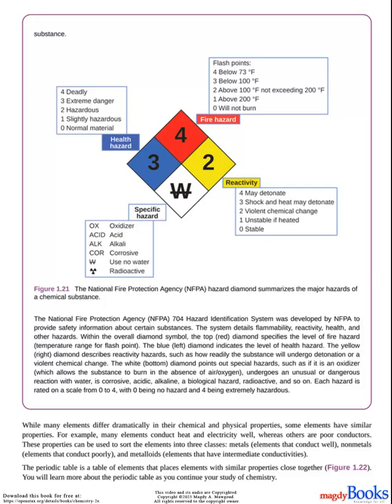While many elements differ dramatically in their chemical and physical properties, some elements have similar properties. For example, many elements conduct heat and electricity well, whereas others are poor conductors. These properties can be used to sort the elements into three classes: metals, elements that conduct well; nonmetals, elements that conduct poorly; and metalloids, elements that have intermediate conductivities. The periodic table is a table of elements that places elements with similar properties close together, Figure 1.22. You will learn more about the periodic table as you continue your study of chemistry.